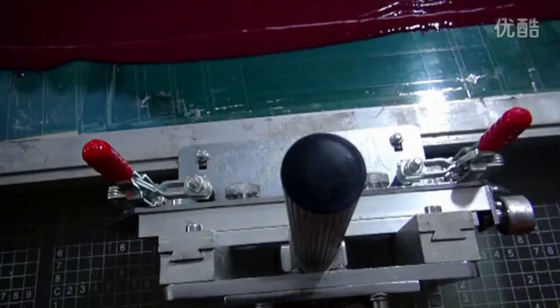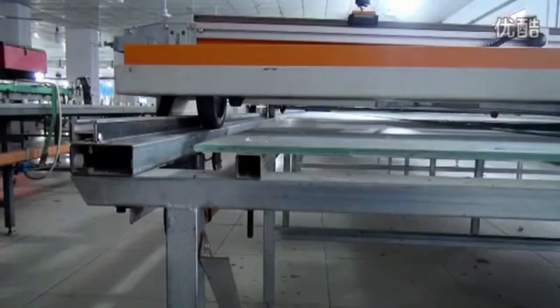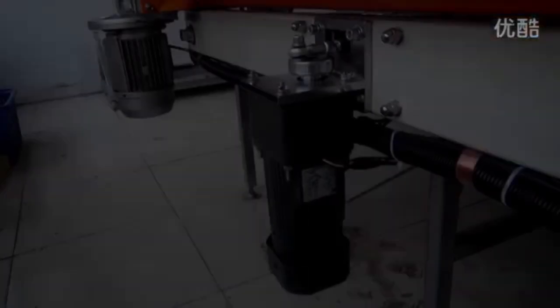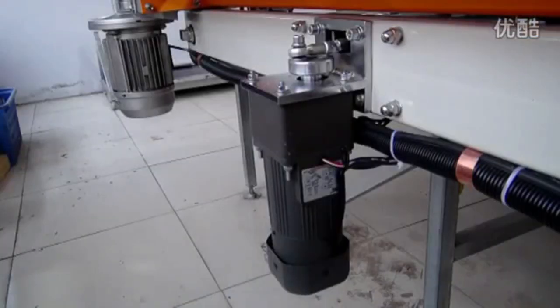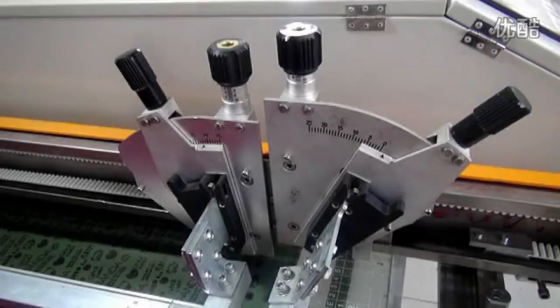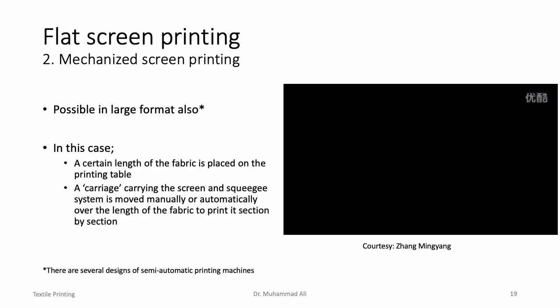And of course, because it's a mechanized system, we have some motors and some controls for the accurate working of the system. You can see this carriage is actually supported on wheels. That's the motor to drive the squeegee across the screen. And because it's automated to a certain extent, we have a lot of controls. These are the systems, the levers, from which we can set the squeegee pressure. So once it's set, it remains the same in every printing stroke.